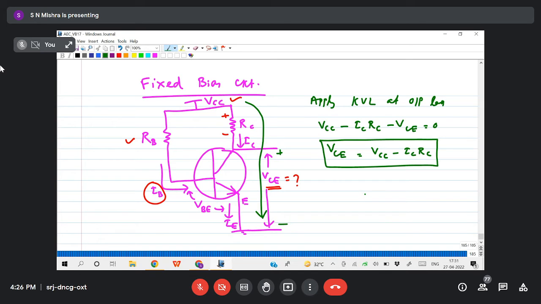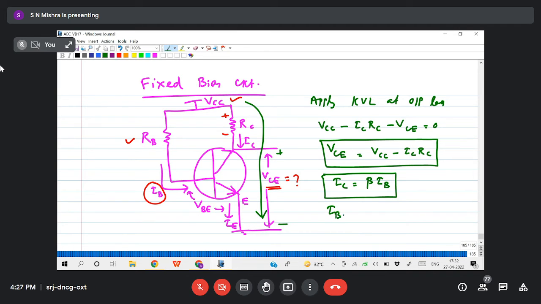But I don't know what IC is. It is not given in the question, so I need to find out IC. How will I find IC? IC equals beta IB. Beta will be given in the question, otherwise you put beta as it is. Then we need to find out IB.